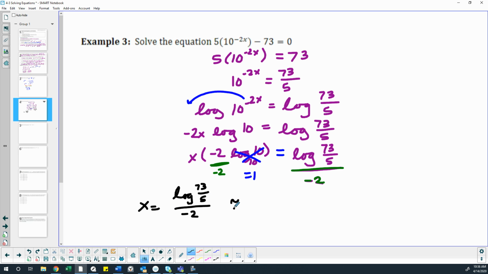Now if we want an approximate answer, we can put that in a calculator. Be careful to make sure that you put parentheses around this part before you divide by the negative 2. And that should give us a final approximate answer of negative 0.58.